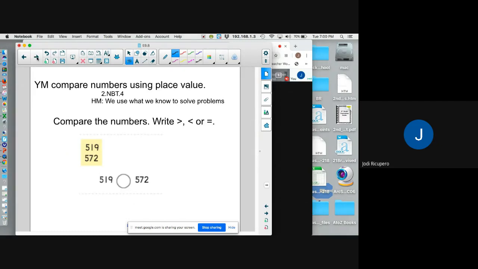Compare the numbers. Write greater than, less than, or equal to. 519 and 572. When we read this, we read it like a sentence. 519 is greater than or less than 572. The answer is less than.